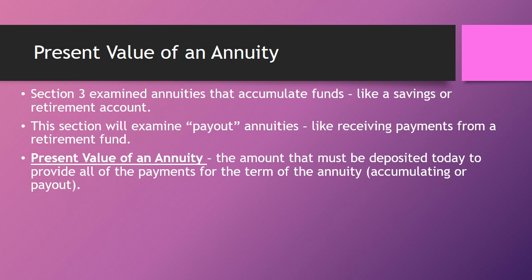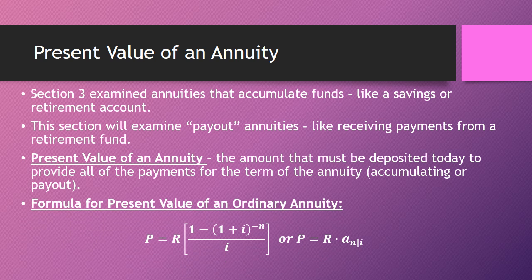The present value of an annuity is the amount that you must deposit today to provide all of the payments for the term of the annuity. And here's our formula. The present value equals R, which stands for payments, times 1 minus the quantity 1 plus i, where i is annual interest divided by the number of compounding periods per year, to the negative n, the number of compounding periods over the term, all divided by i. Shorthand notation for this is P equals R times A angle i.